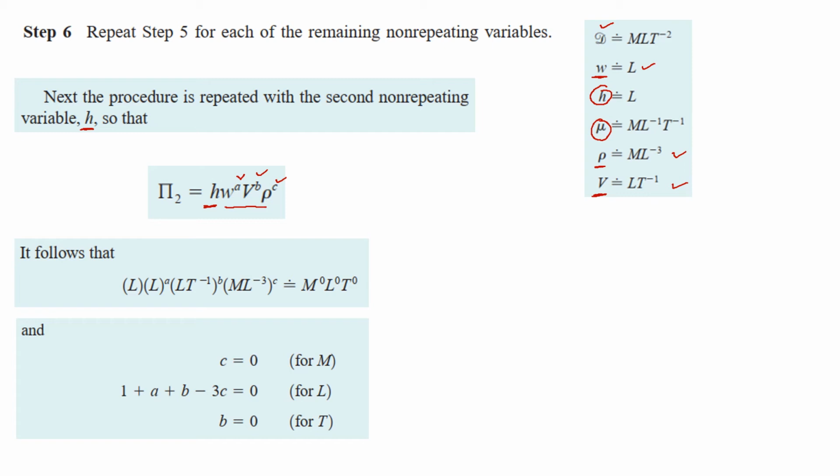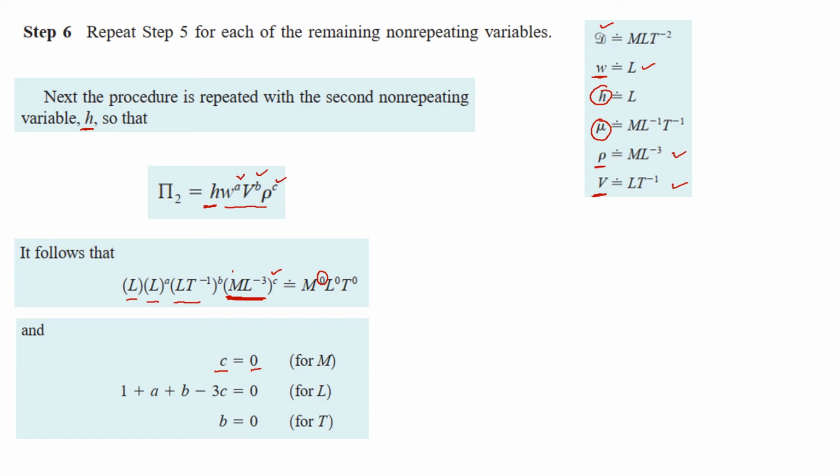First, for mass M, the dimension for M has a power of c, so mass is not repeated in any of these variables. As you can see, the dimension of height is L, the dimension of width is length, and the dimension of velocity is length per unit time. So the mass term is only included in the density, that is mass per unit volume, and it has a power of c. So c will come on the left hand side, and on the right hand side mass has a power of 0, so c will be equal to 0.